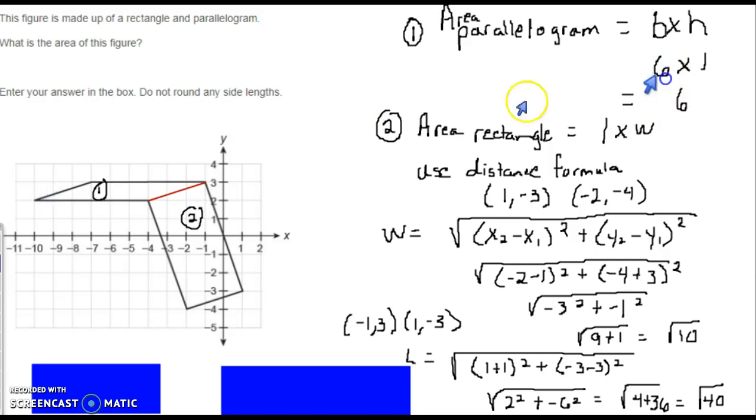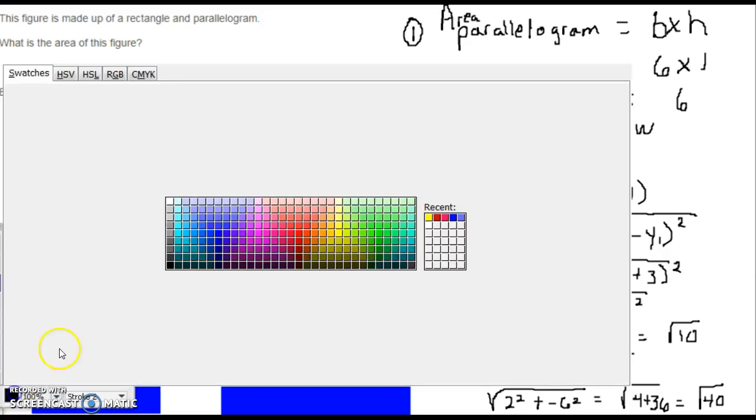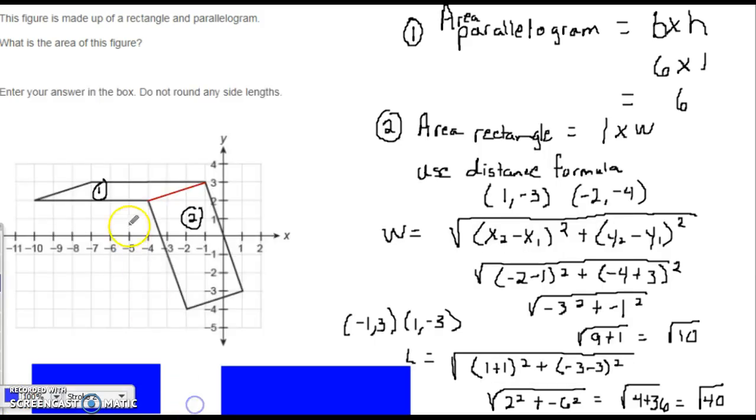So we cannot use this distance as our height. So our length is this distance across, 1, 2, 3, 4, 5, 6. And then we're going to have to draw in the height here. The height is going to be perpendicular to the base. So if we draw this line right here, we can see that's only 1 unit. So that's going to be our height. 6 times 1 is 6. So the area of the parallelogram is 6.